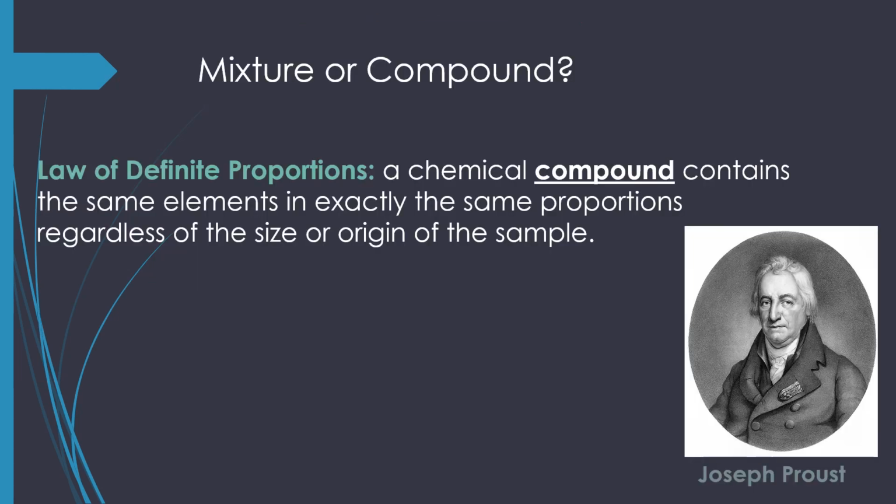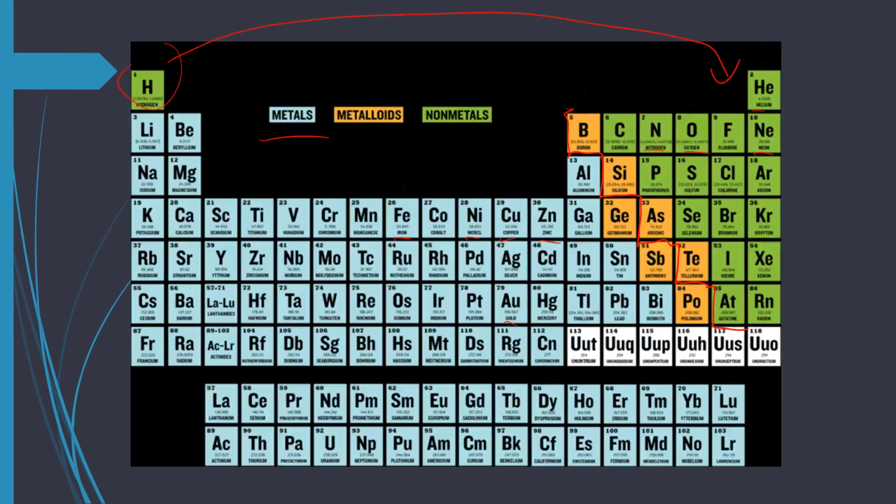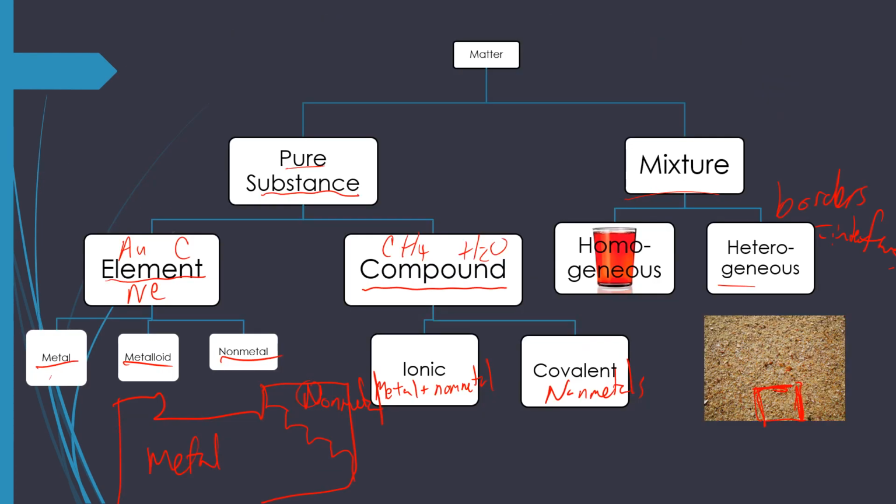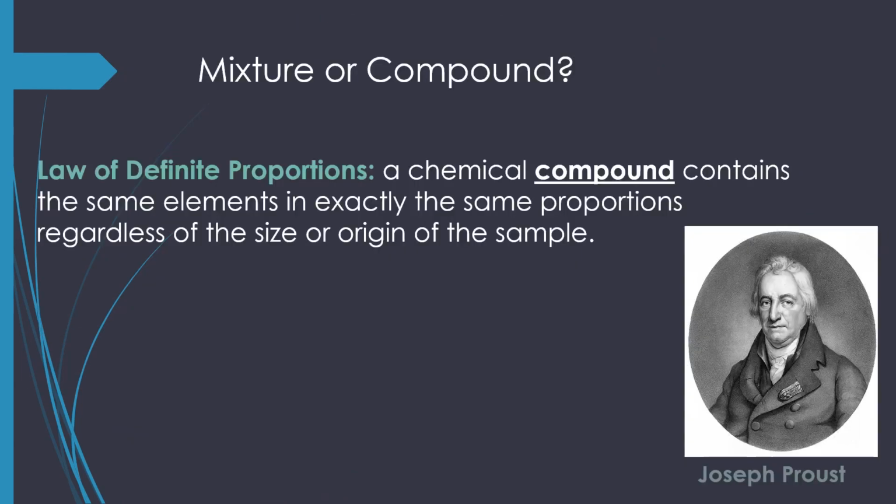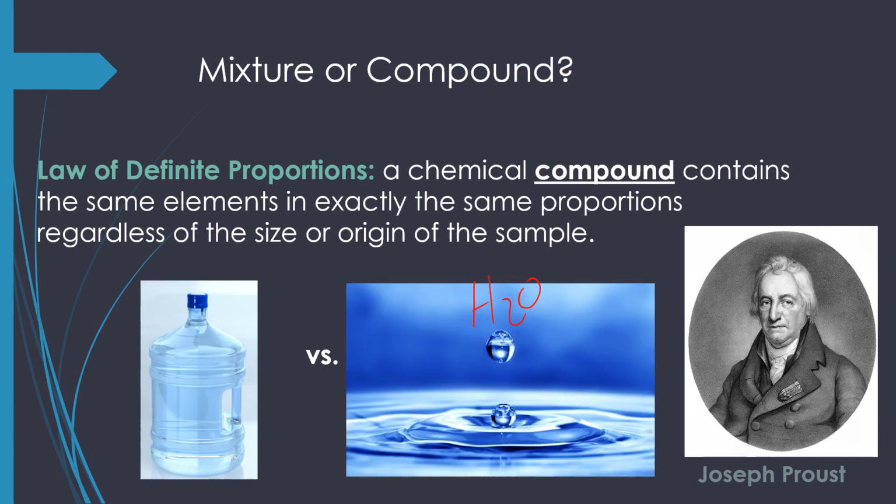Okay. One thing people get confused about is, how do I know if it's a compound or a mixture? Basically, here's the thing. The law of definite proportion says a chemical compound contains the same elements in exactly the same proportions. So for example, water, H2O, is always water, whether you have a drop of it or a huge bottle of it, whether you get it from the top of a mountain or the bottom of the ocean. Water always has 2 hydrogens for every oxygen.